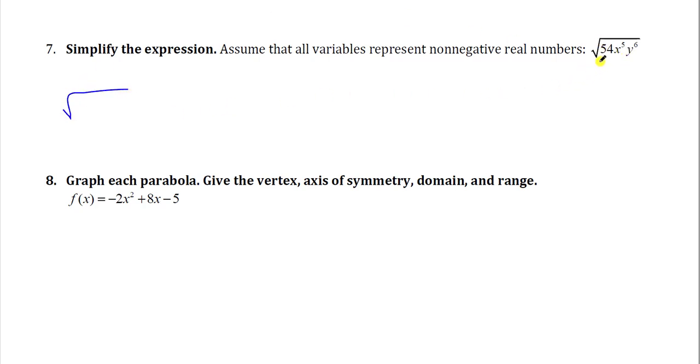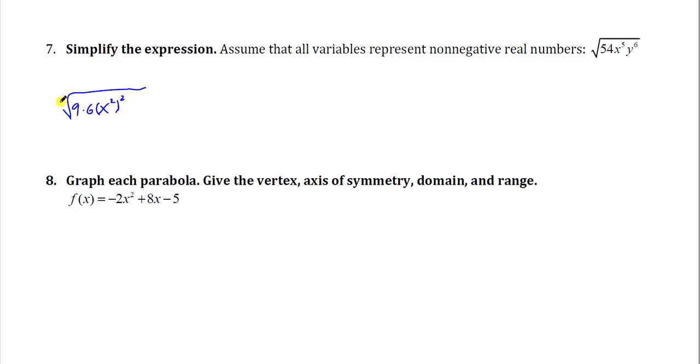I can see that 54 can be broken down into 9 times 6. 9 times 6 is 54, and I know that 9 is a perfect square, which is 3 times 3 is 9. And then for x to the 5th power, I can rewrite that as x to the square, and then square.